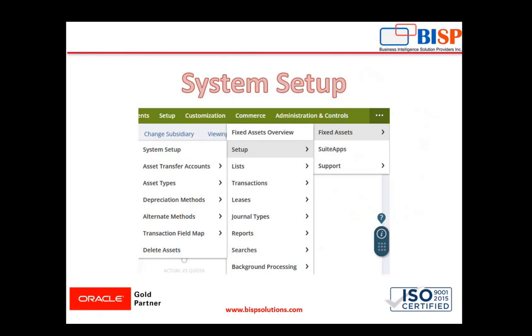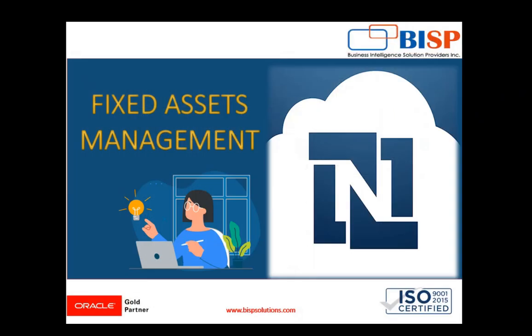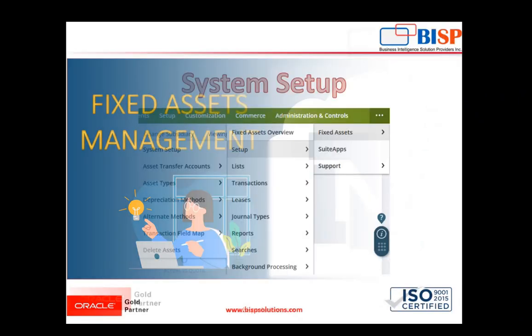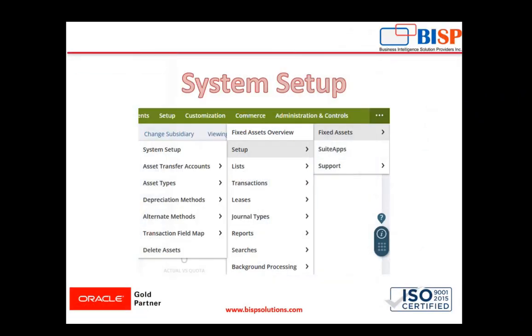So first of all, we should know and we can revise the meaning of fixed assets management. It is a process within an organization's accounting and financial management system that tracks, maintains, and manages tangible assets like property, equipment, and machinery. Effective fixed assets management ensures accurate valuation, monitoring, and recording of assets, allowing businesses to maximize their value and streamline operations. So first of all, we will be taking system setup.